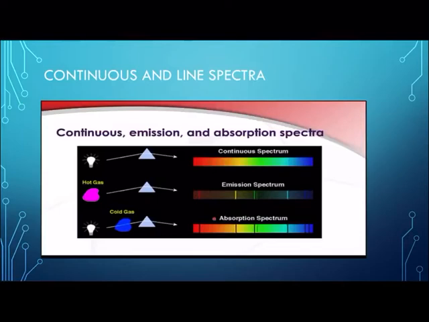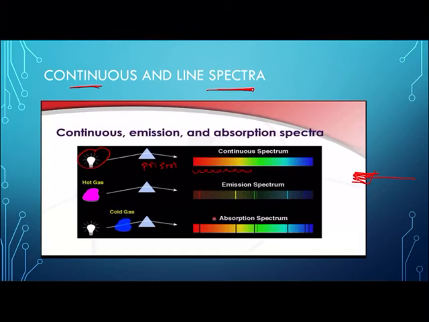We have two types of spectra, continuous and line spectra. If we take a look here, like this one, white light hits the prism. When it strikes the prism, it splits into the colors of the rainbow. And as you see, there is no gap in between the colors. It is a continuous spectrum.